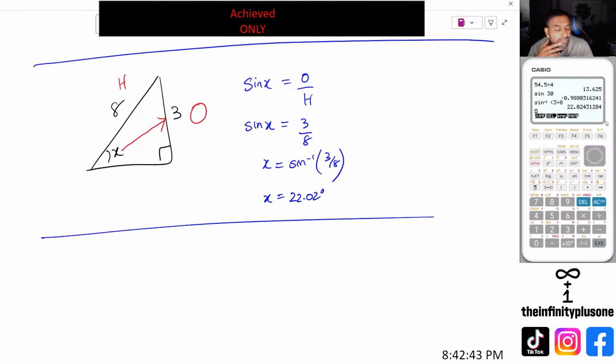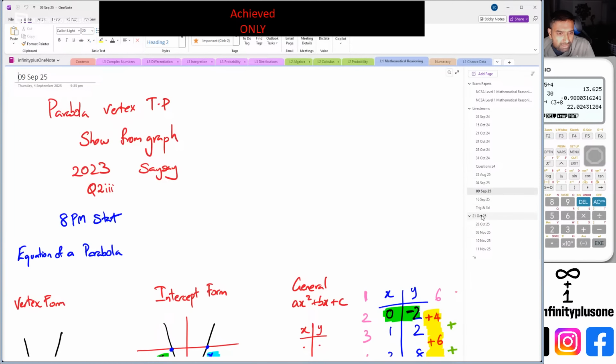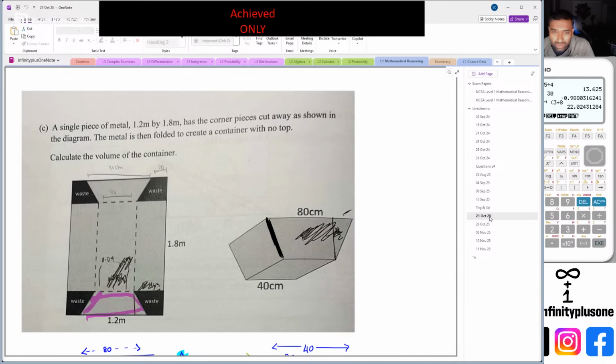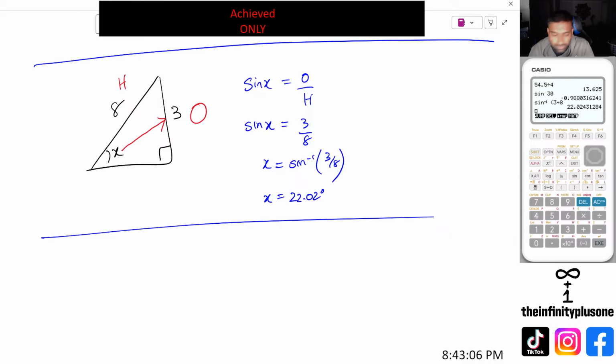All right. What else could they potentially ask for Achieved? Let me just have a quick look at my notes. The problem is you guys are going to get a lot of questions that would be mixed, right? So that's the big thing. So where is this one here? OneNote. I'm trying to see what the Achieved questions were like last time.